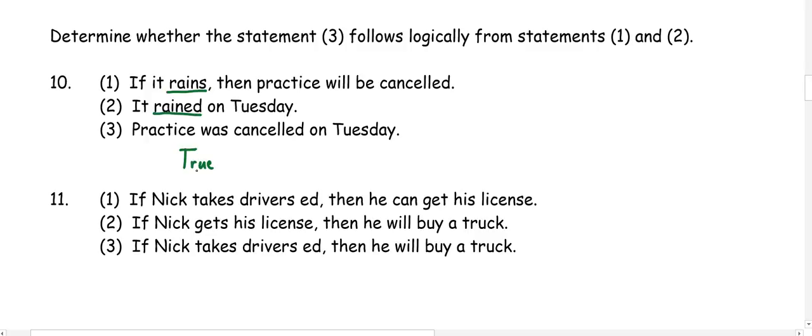Number 11, if Nick takes driver's ed, then he will get his license. If Nick gets his license, then he will buy a truck. So can we conclude if Nick takes driver's ed, then he will buy a truck? Yes, because "get his license" can be taken out of both sentences. So this is also true. It logically follows.